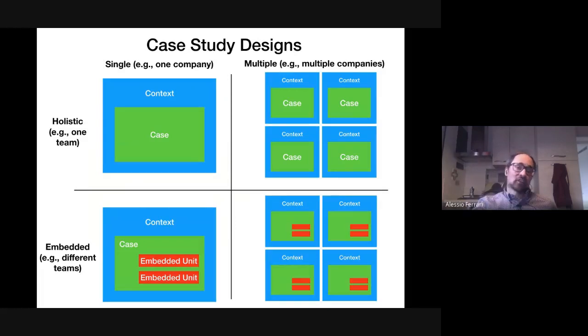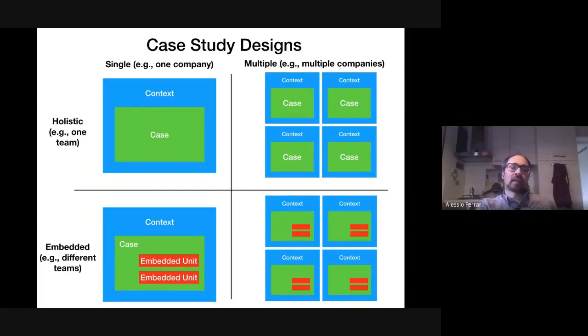There are several choices that you can have, and here you see it represented in this diagram. You have a single case study or multiple case studies. For example, context is always the company. Okay, what best characterizes the specific context. You can have single case studies that are holistic, like the one that we discussed, and that are focused, for example, just on one team of analysts, or embedded.